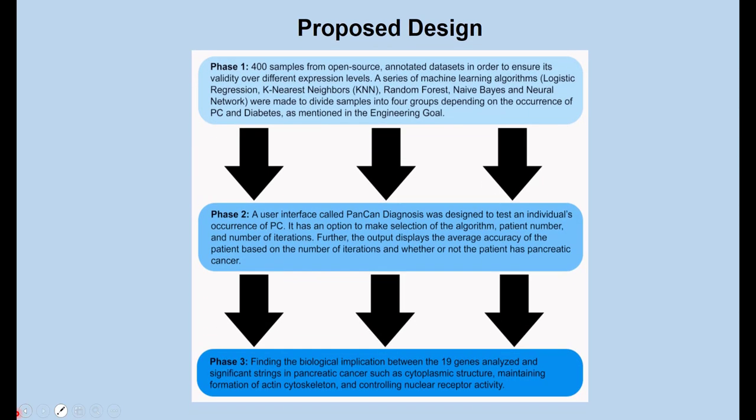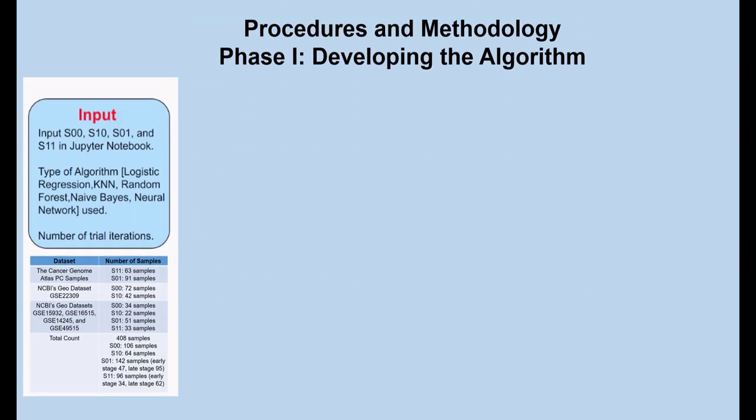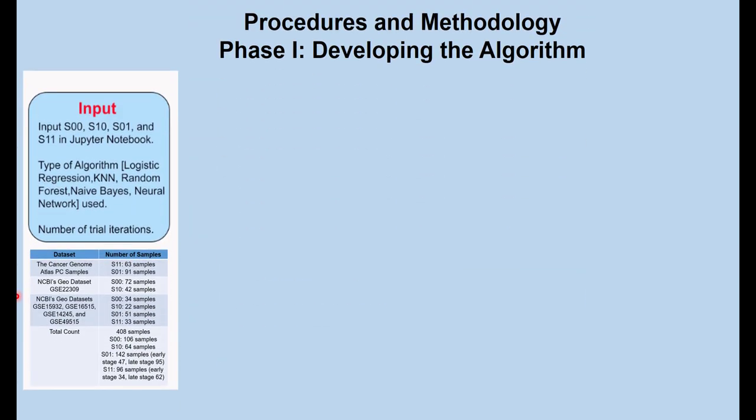This led me to my 3-phase project, the first being the development of 5 algorithms, which included the logistic regression model, a KNN, a random forest, a naive Bayes, and a neural network. In Python's Jupyter Notebook, 408 samples of all 4 groups were inputted from the sources shown here, and was split into no diabetes and diabetes data.